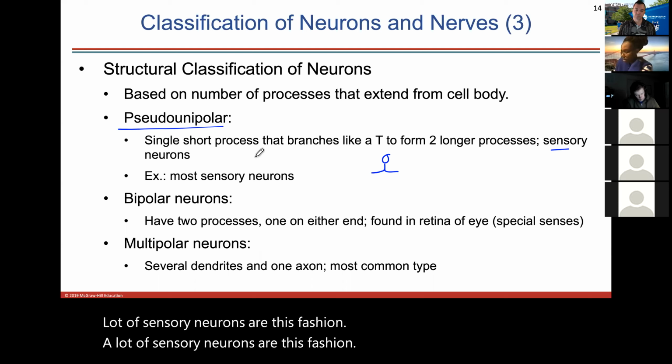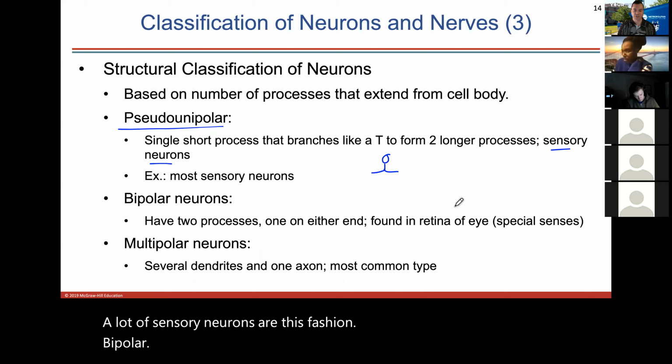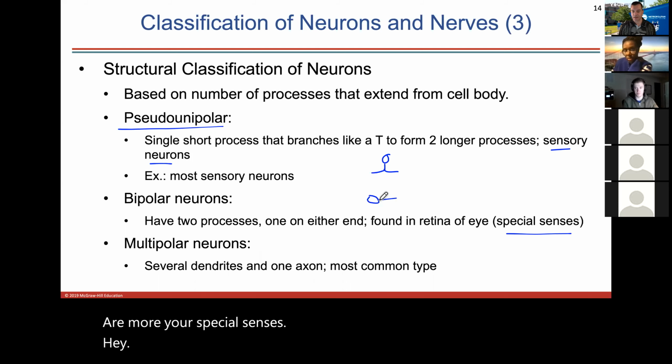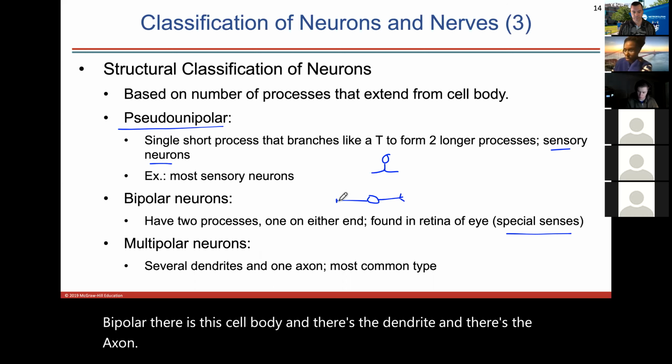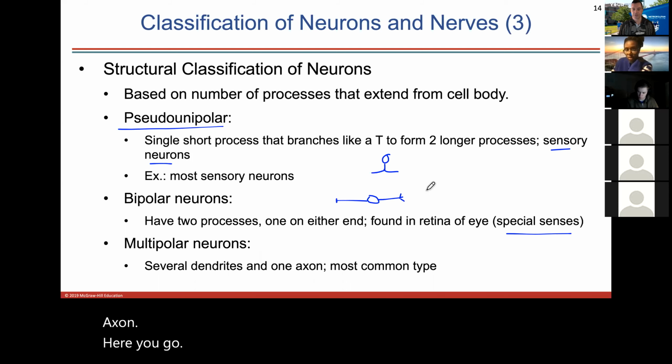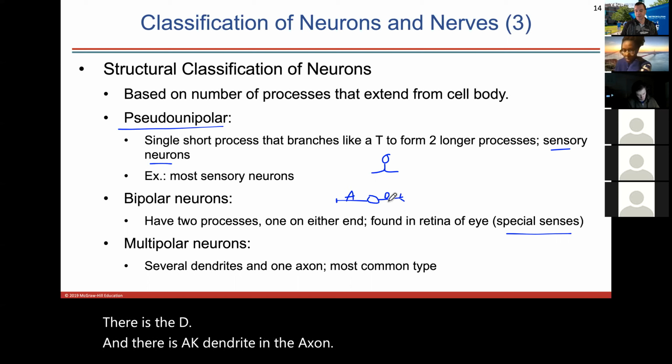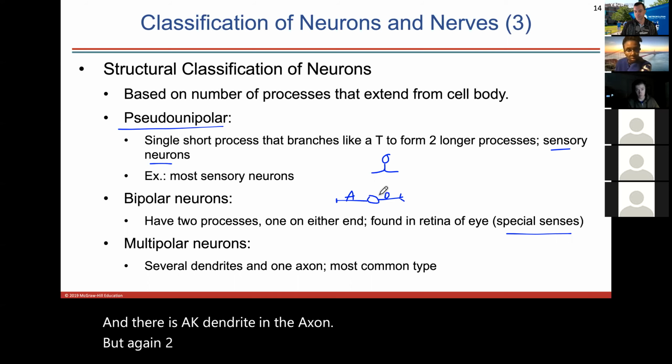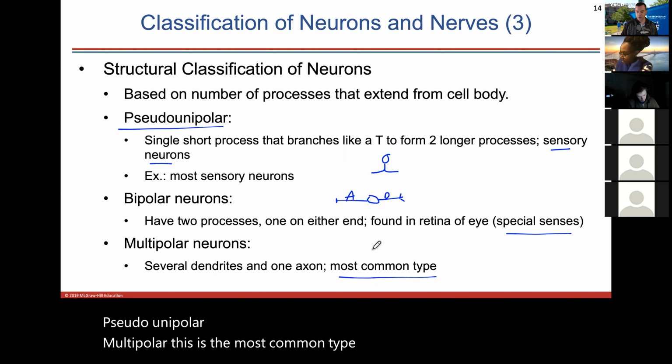Bipolar are more your special senses. Okay? Bipolar, there's the cell body, and there's the dendrite, and there's the axon. There you go. There's the D, and there's the A. Okay, the dendrite and the axon. But again, two processes. 1, 2. 1 with 2 branches. Pseudo-unipolar. Multipolar, this is the most common type. This is the most common type you see all over.